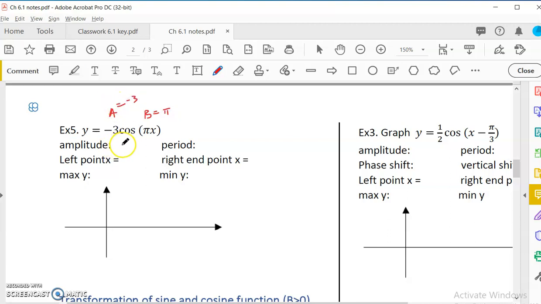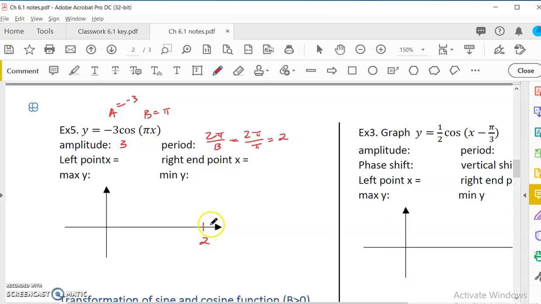So how high would the wave go? The amplitude would be 3, right? Because the absolute value of -3 is 3. What's the period? Period would be 2 pi over b. So b is the frequency. That means how many complete cycles show up in 2 pi. So in this case it will be 2 pi over pi, which is equal to 2. So the period is actually just 2.